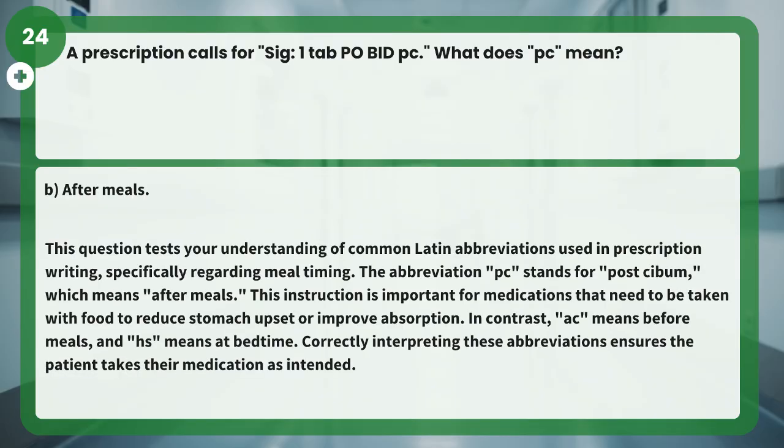Answer B. After meals. This question tests your understanding of common Latin abbreviations used in prescription writing, specifically regarding meal timing. The abbreviation PC stands for post cibum, which means after meals. This instruction is important for medications that need to be taken with food to reduce stomach upset or improve absorption. In contrast, AC means before meals and HS means at bedtime. Correctly interpreting these abbreviations ensures the patient takes their medication as intended.